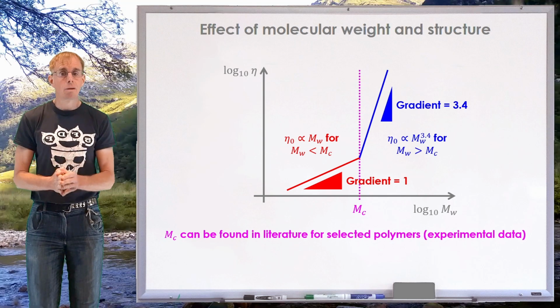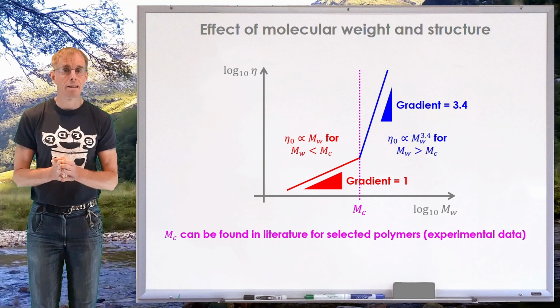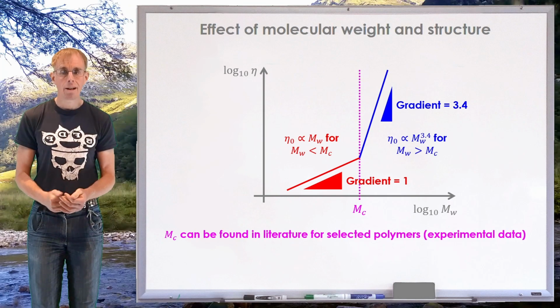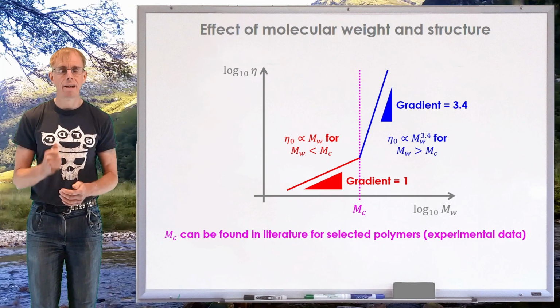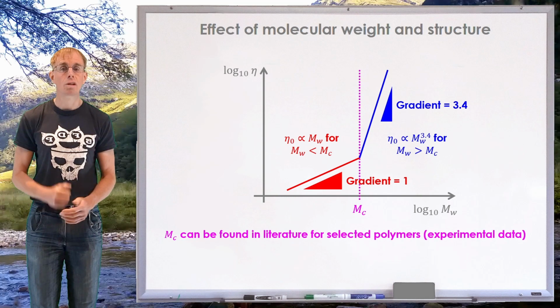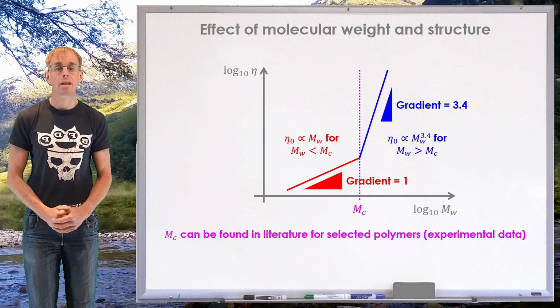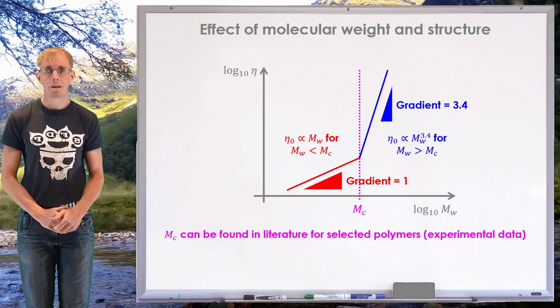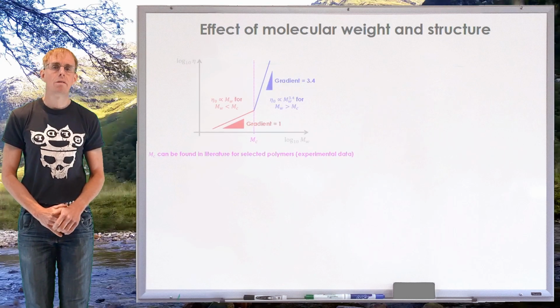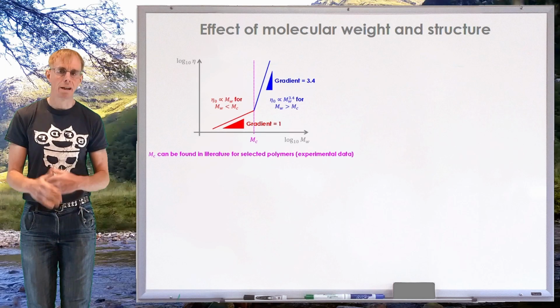That critical molecular weight can be found in the literature for selected polymers. It's experimentally derived, so if you can find an Mc for the polymer that you're using, it's also a very good indicator that this kind of trend is likely to be observed. So that's one bit of an effect that molecular weight can have.